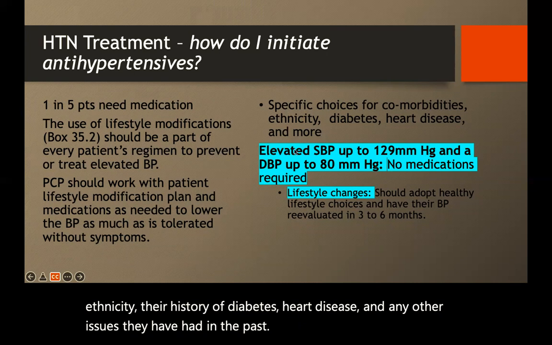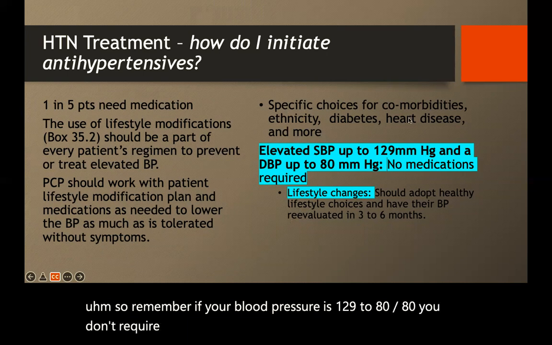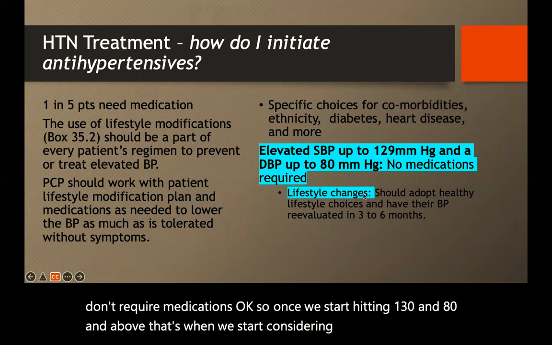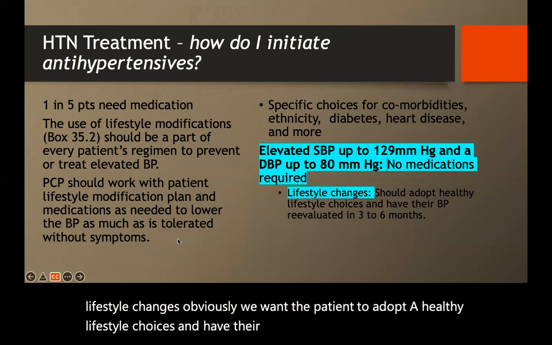So remember, if your blood pressure is 129 over 80, you don't require medications, okay? So once we start hitting 130 and 80 and above, that's when we start considering medication. In terms of lifestyle changes, obviously we want the patient to adopt healthy lifestyle choices and have their blood pressure evaluated every 3 to 6 months.